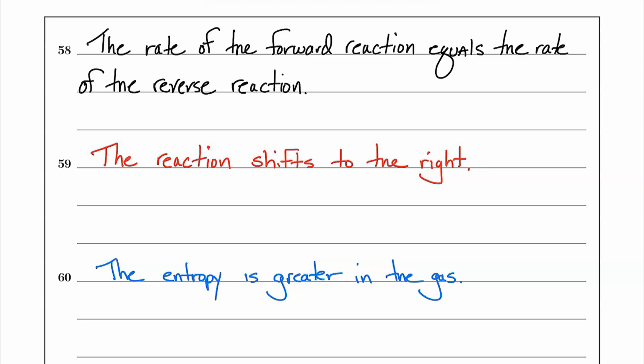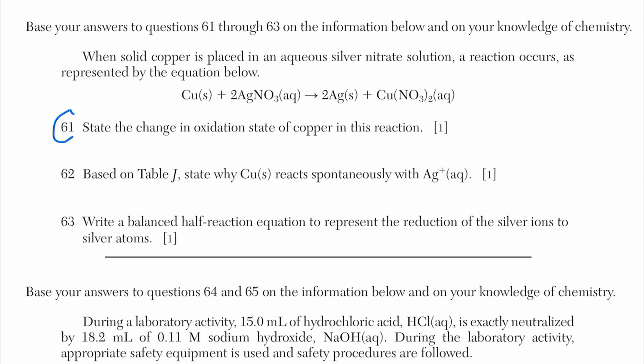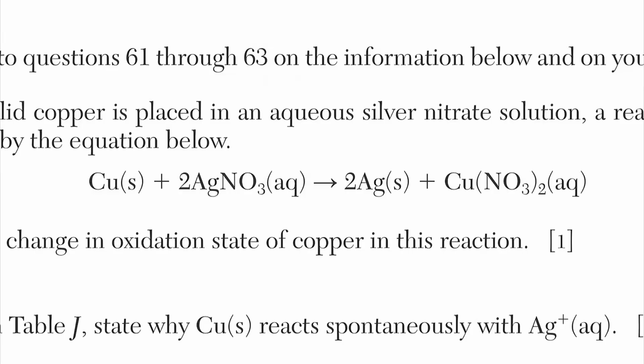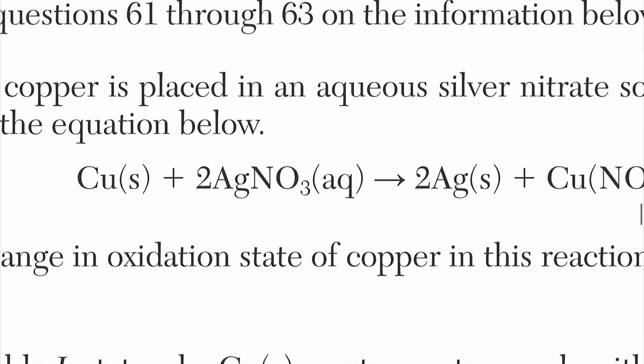On to number 61. Going right to the question: state the change in oxidation state of copper in this reaction. Okay, party people, we've got to know that the copper is a standalone element. If it's standing alone or just bonded to itself, you've got to know it's an atom, and I say atom, you should say neutral. Atom, neutral. Atoms are neutral because their protons equal their electrons. So standalones are zero.